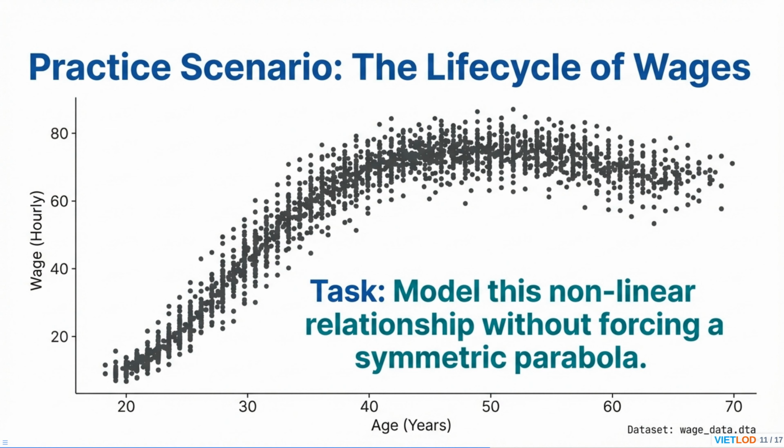We're now moving into a practical application, using a classic economic scenario, modeling how wages evolve over a person's life cycle. This scatter plot illustrates hourly wage against age, drawn from our wagedata.dta dataset. It clearly shows a nonlinear relationship. We observe wages rising rapidly in early career stages, followed by a noticeable slowdown in growth, reaching a plateau, and potentially a slight decline in later working years. Our goal is to model this complex curve accurately.